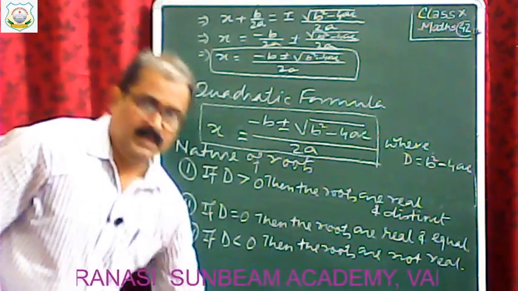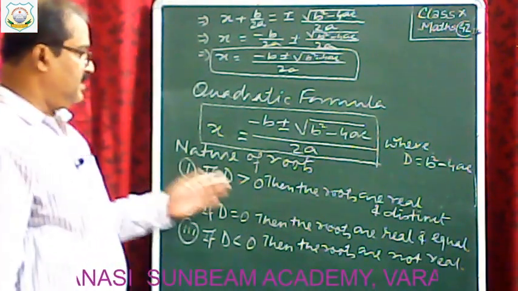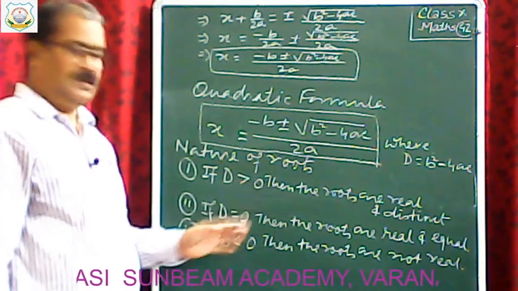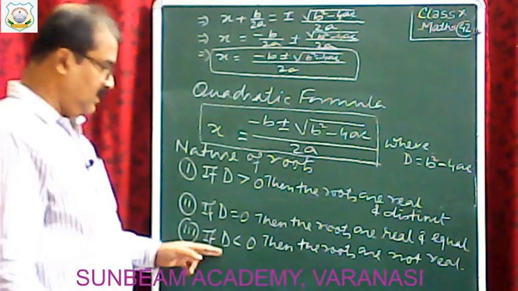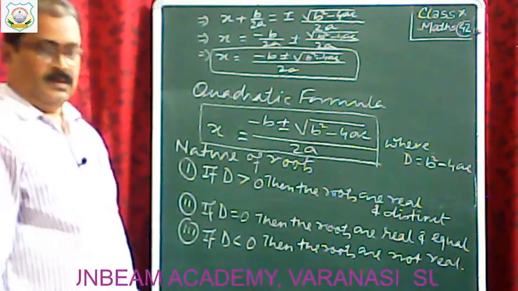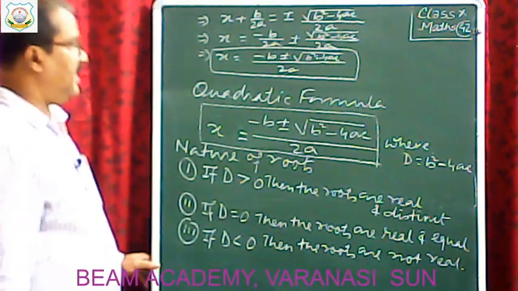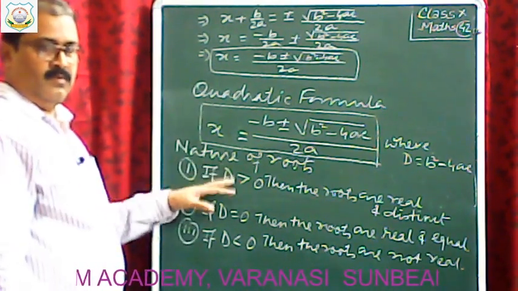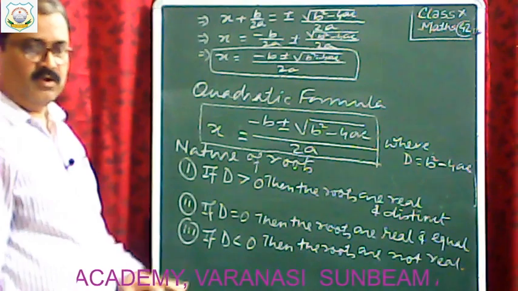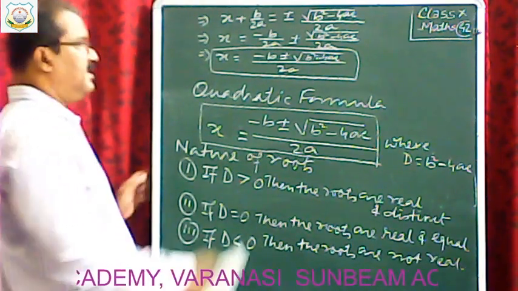Okay. So these are the natures. If d is greater than 0, then roots are real and distinct. If d equal to 0, then roots are real and equal. If d less than 0, then roots are not real. Okay, so completing the square method, quadratic formula and nature of the roots, these are the concepts involved in next exercises.